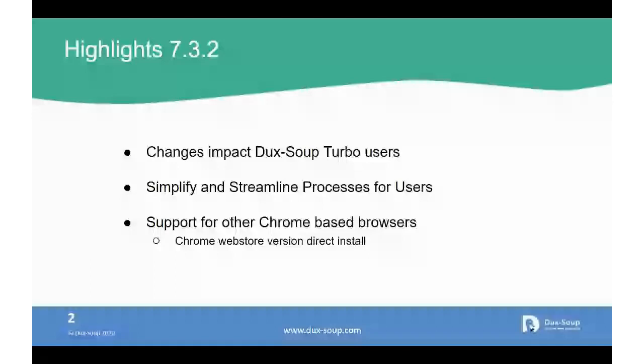7.3.2, really excited about this release, and there's some great new functionality which will simplify processes for our turbo users. And that's especially those who are making use of the webhook functionality, and also those who are using the auto follow-up functions. We've also now got further support for other Chrome-based browsers for users who are not comfortable using the free-range releases. So, for example, Brave and Yandex, you just need to look for Dux-Soup in the Chrome store on those browsers, and you can add it direct from the Chrome store. And if we have time towards the end of the demonstration, I will show you that as well.